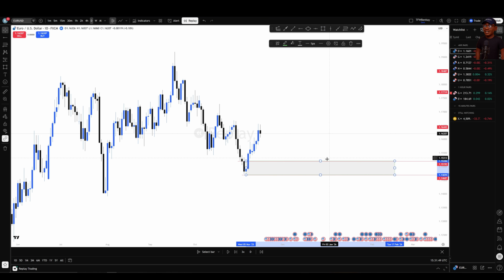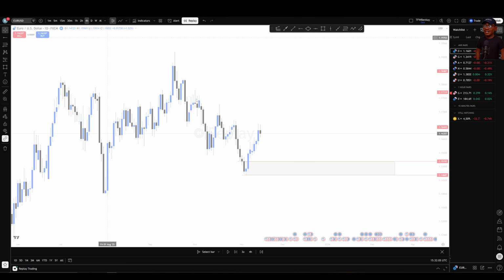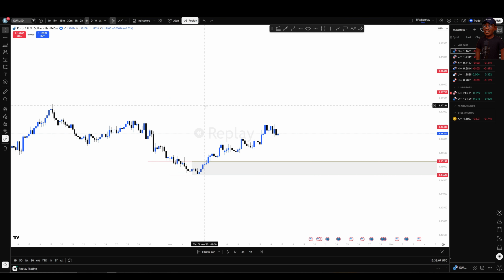All right, so we have just there. All right, so this is our demand zone. Now I told you that we cannot trade on the daily time frame, so let us go to the 4 hour time frame and allow price action to do its thing. So let's see what happens.